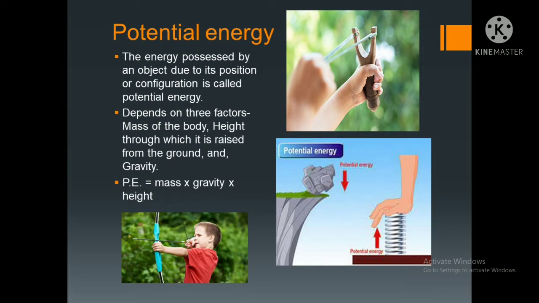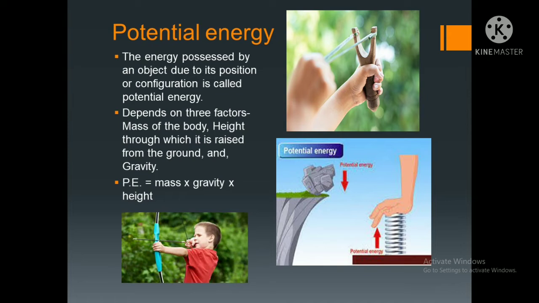Then the falling of a stone. In the downward diagram, suddenly one big rock will fall from the cliff. Before falling, it has potential energy. The height, the gravity, and the mass of the body will determine the potential energy. And second is a compressed spring. You are pressing the spring with your hand, pressing it so tightly. When you release it, what will happen? It will go up with a big force.